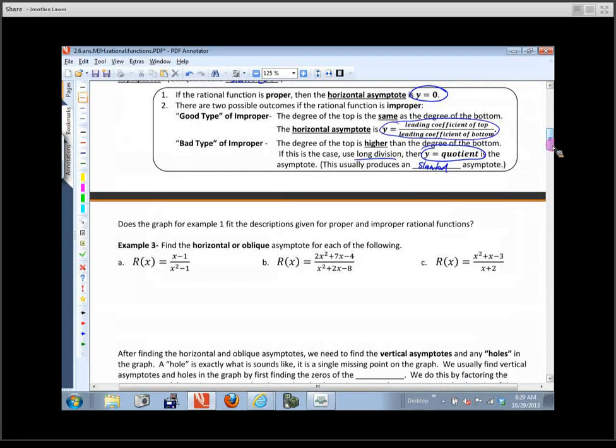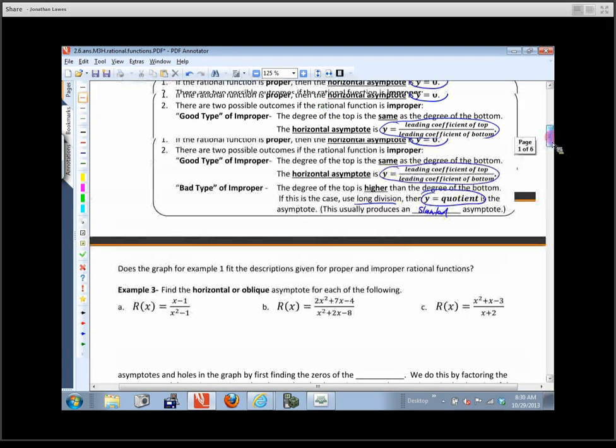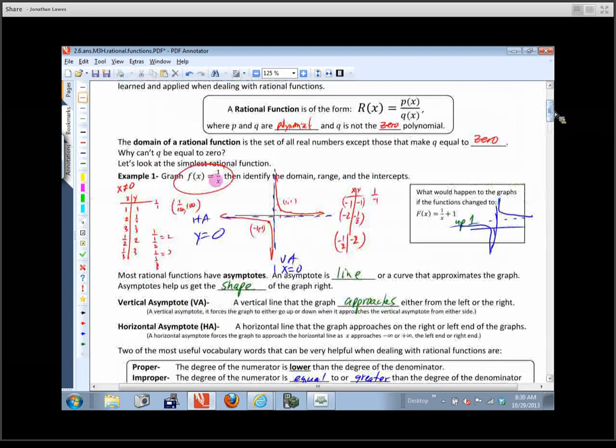And it says, does the graph for example 1 fit the description above for proper and improper? Now, for proper, what's the horizontal asymptote if it's proper? Y equals 0. Let's slide back up here. You don't need to flip the page over. Look at this right here. Is it proper or improper?